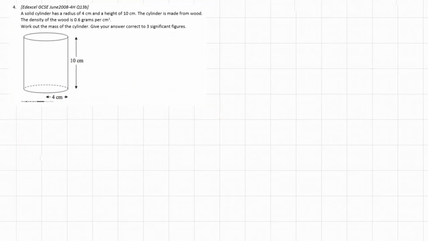Solid cylinder, again, they've drawn this on there for us. We don't need any of that. It's already shown on the diagram. We don't care that it's made of wood particularly. We care that the density is 0.6. So once I write that out, I can cross that off. I've used that information. They want us to find the mass.